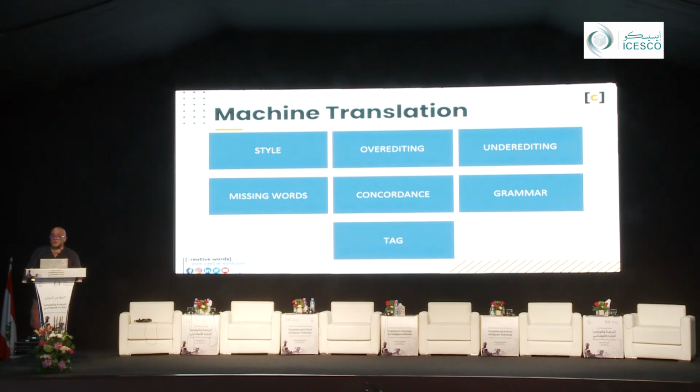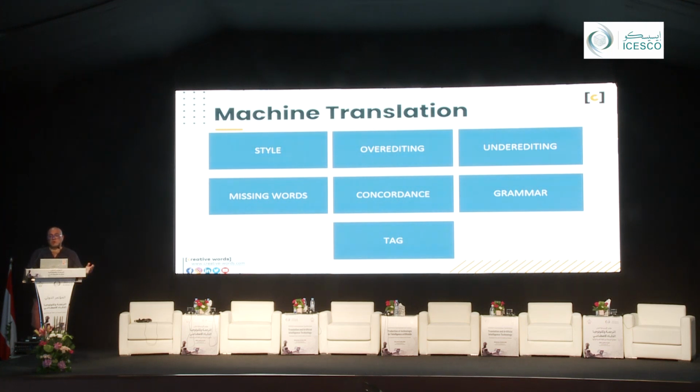Under-editing, on the contrary, is when there are sentences where you should have spent more time and you just skipped it because you need to go on with other things. Missing words, again, in the case where the target really sounds nice, maybe you just skipped a very important concept or a very important word.